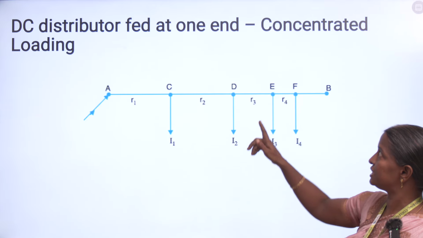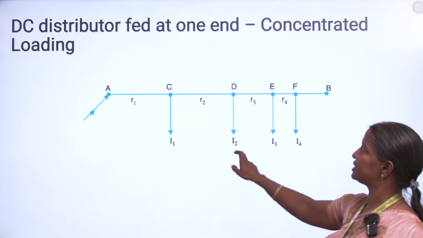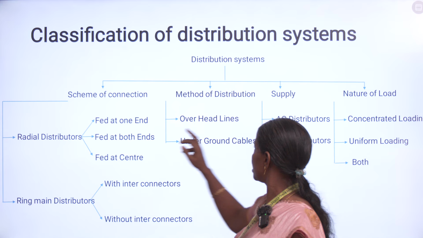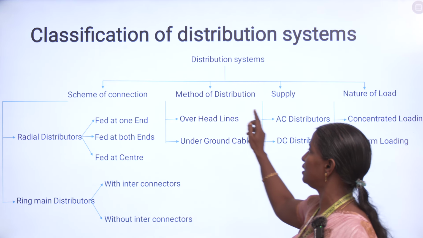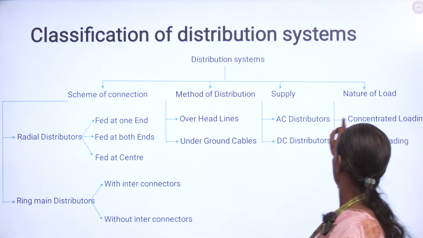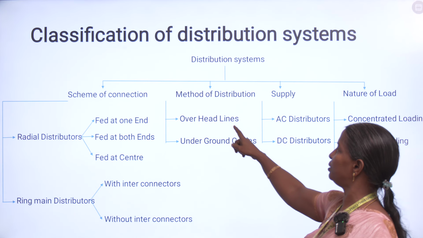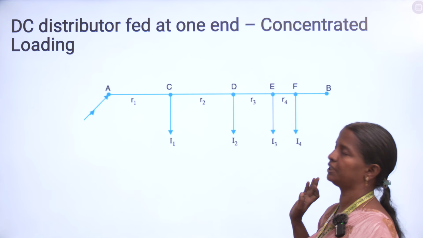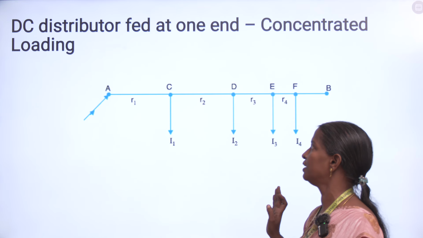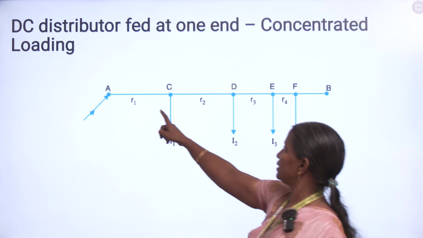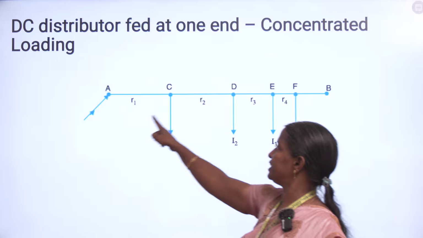The first one is the DC distributor fed at one end for concentrated loading. It may be an overhead line or underground cables. Here we are taking the overhead line for our understanding. So this is a DC distributor. AB is a DC distributor. It is fed at one end.